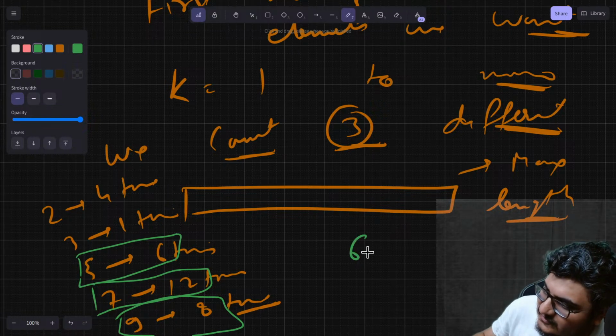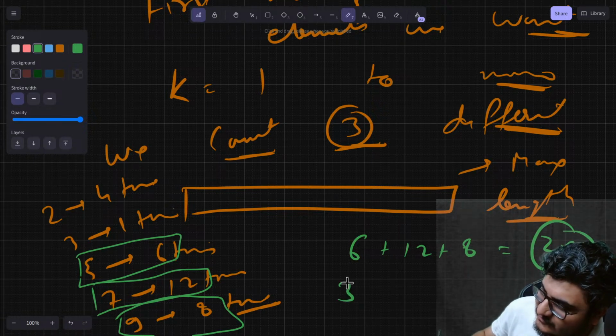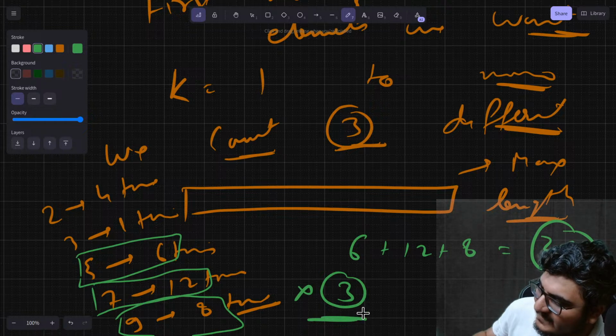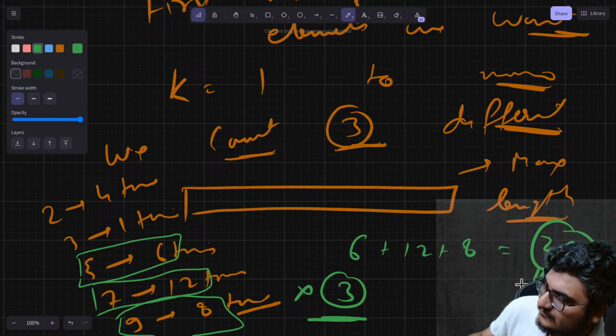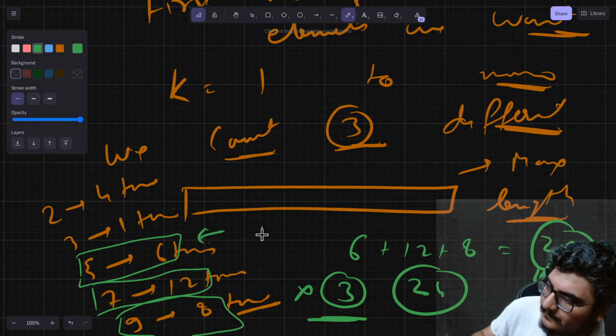So you get a sequence of 6 plus 12 plus 8, which is 26. And this number is not divisible by 3 though. So the next idea would be to remove some elements from here. The largest number divisible by 3 which is less than 26 would be 24. So what we can do is just ignore 2 numbers from here.